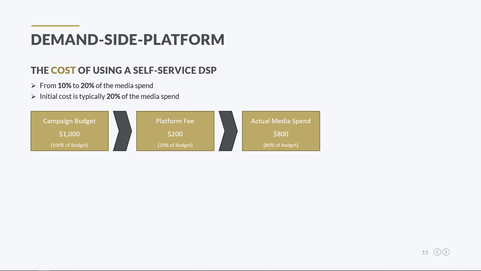Let's assume that an advertiser has a total budget of $1,000, and has agreed with a particular DSP to pay a fee of 20% on the media spend. Suppose that advertiser creates one programmatic campaign with a total budget of $1,000. In that case, the DSP will keep $200 for the provided service, and actually spend $800 on buying media.